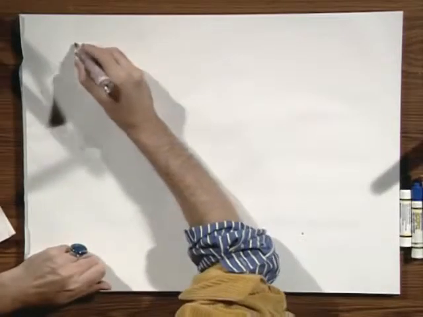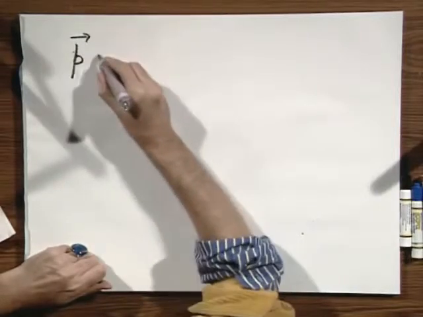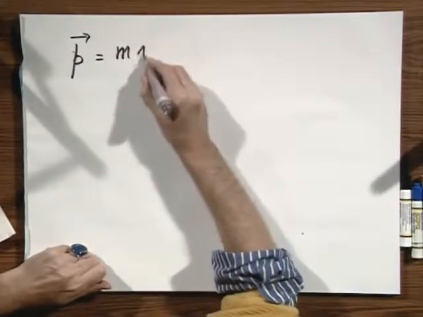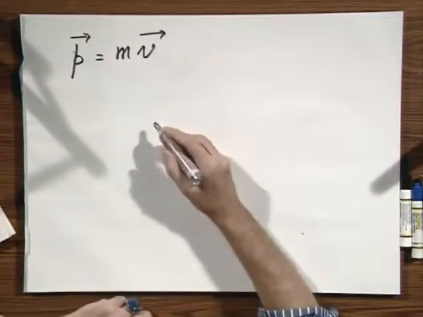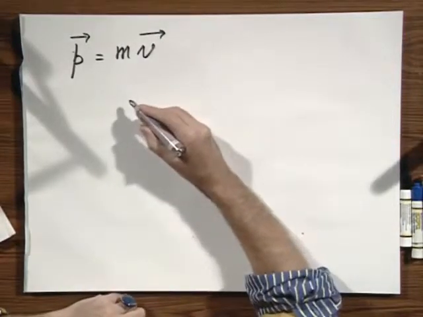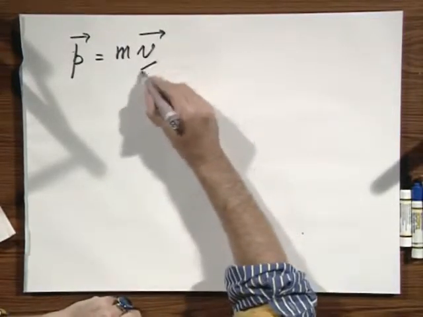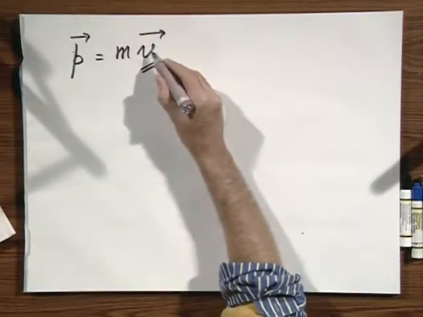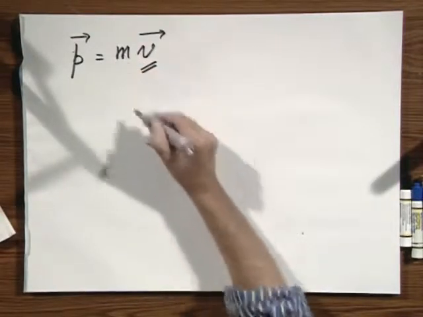Let us first start in general with the idea of momentum p. Momentum is the product of the mass of an object and its velocity. It is a vector. This velocity can only change if there is a force acting upon this.